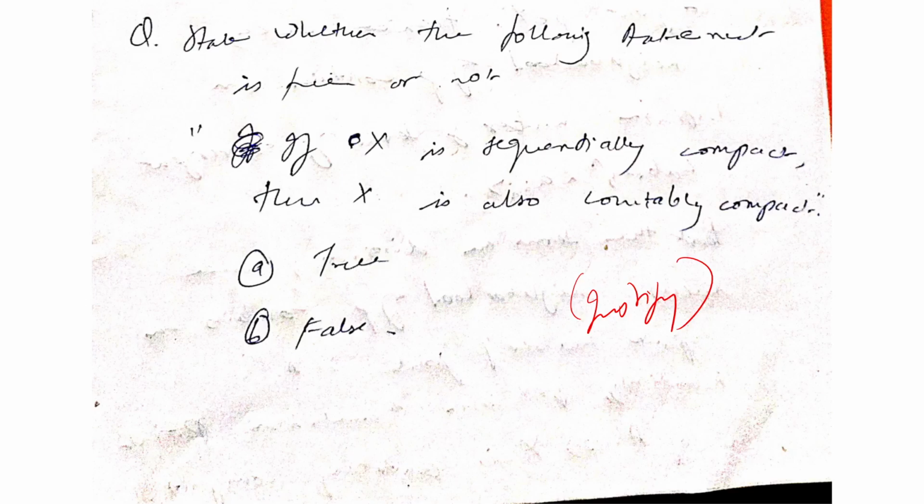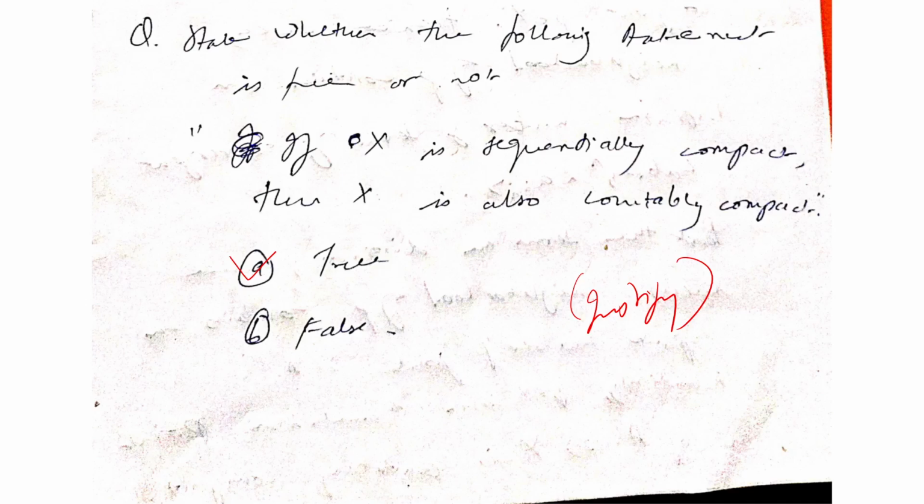Yes, ma'am. I'm telling that we can take a sequence which has a subsequence converging to some point. So it will automatically eventually form what? Accumulation point, right? Yes, ma'am. Limit point, or we can say. So that will imply that it is countably compact, right? So it will be true. Confirm, right? Yes, ma'am. Okay, so it is true.